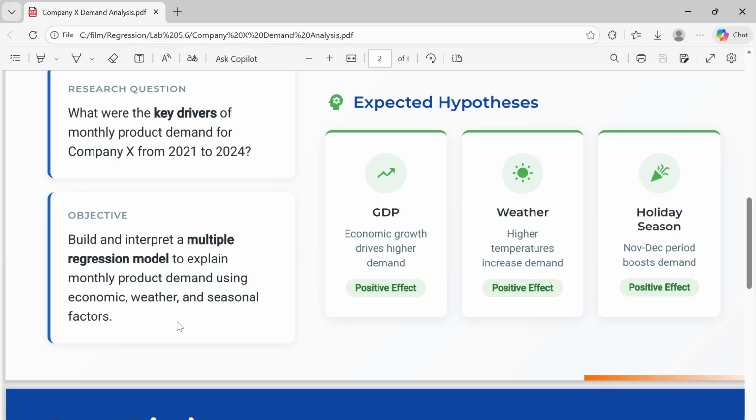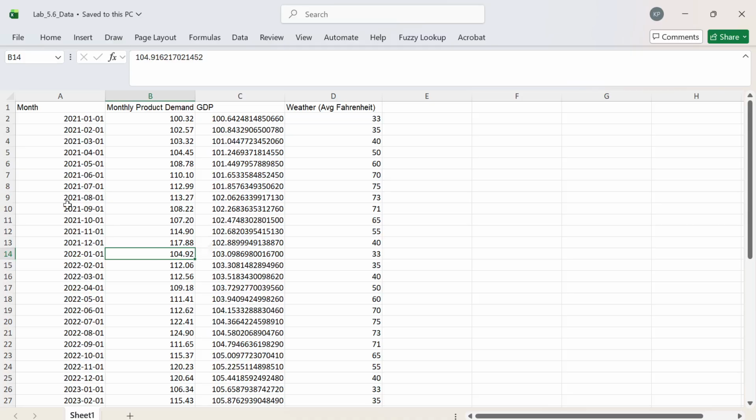And I mentioned the expected hypothesis: a positive effect for GDP, a positive effect again for weather, and a positive effect for holiday season. So this is the data set.